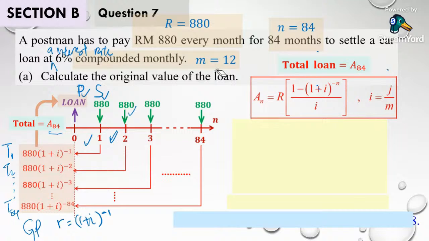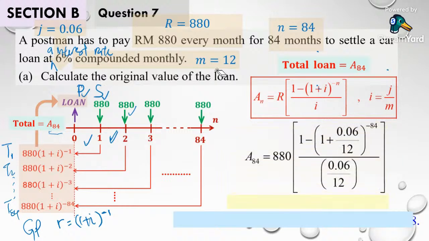As a result, we substitute the information accordingly, where J equals 0.06, don't forget. We substitute accordingly into the AN formula. We press the calculator. We have the loan amount as 60,238.68. Again, if you are lazy to write down a sentence, we usually keep our final answer in RM.